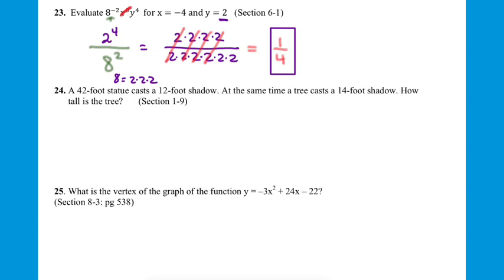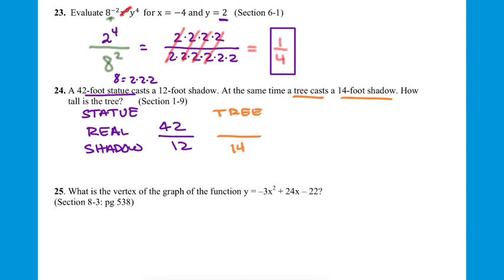On 24, we are writing a proportion, trusting our equivalent fractions here. So this ratio of any item to its shadow is always very consistent because a shadow has the same ratio because it's measured from the sun. So for this shadow, the real height is 42, the shadow is 12. A tree that we don't know the height of has a shadow of 14, and we're going to go ahead and solve for that height of the tree using cross products.